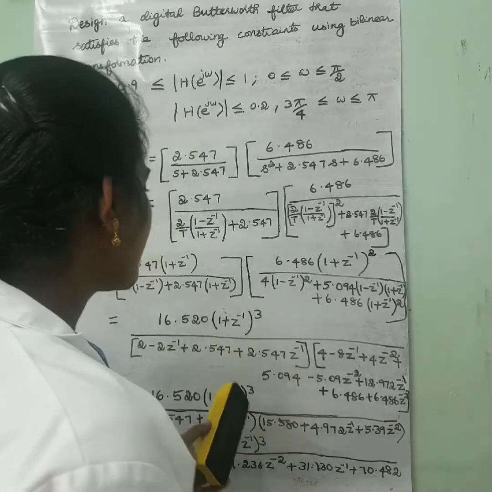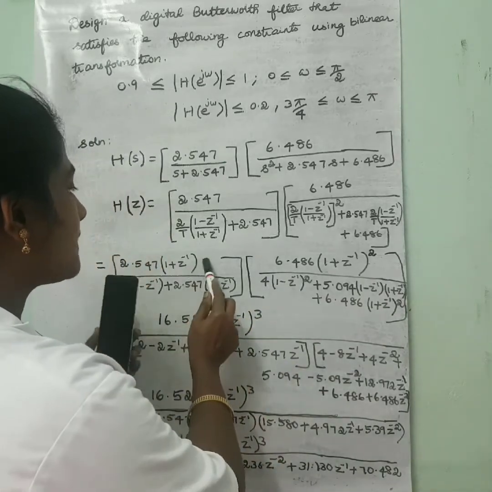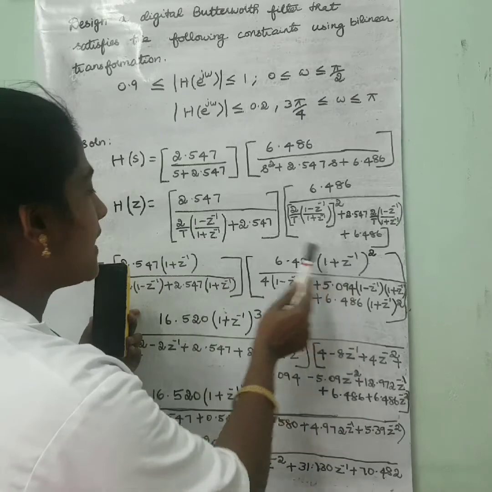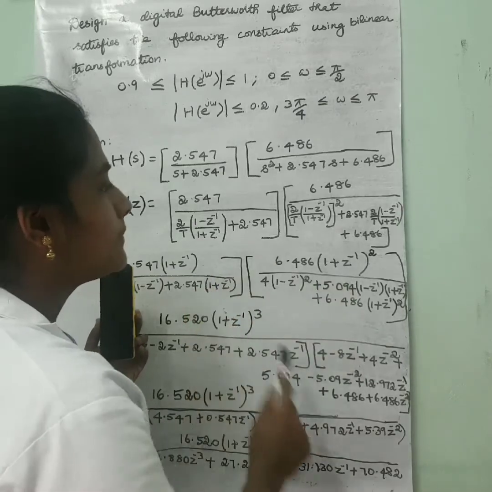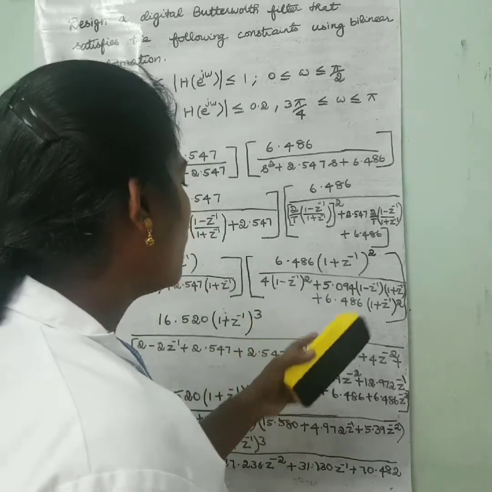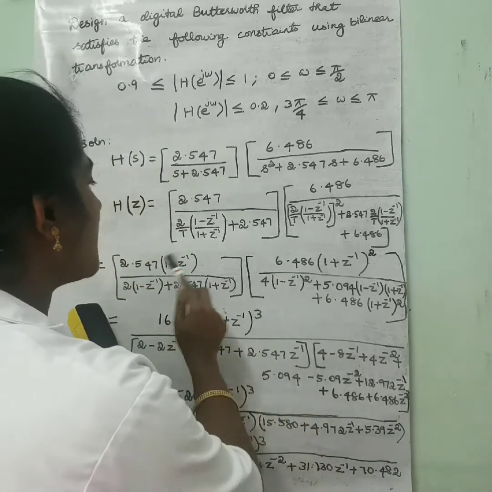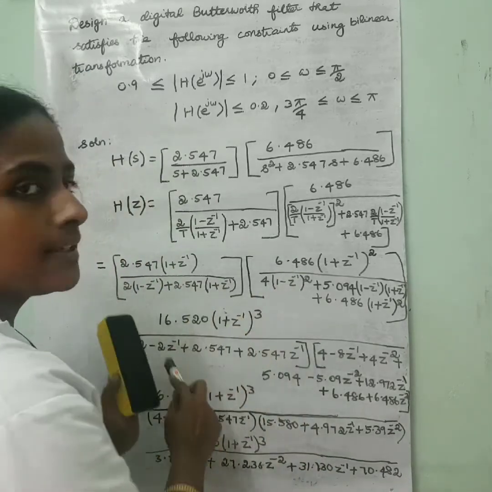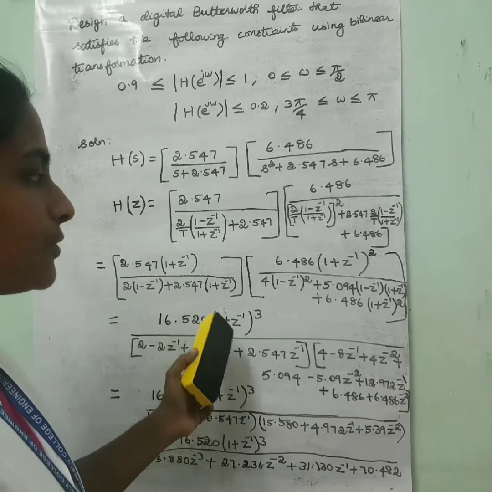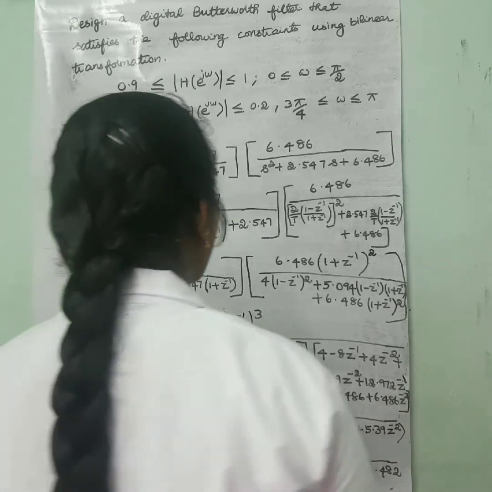So in the next step again, this (1 plus z inverse) the whole square into (1 plus z inverse) will become (1 plus z inverse) the whole cube, okay? Then you multiply these two values, you will get 16.520.